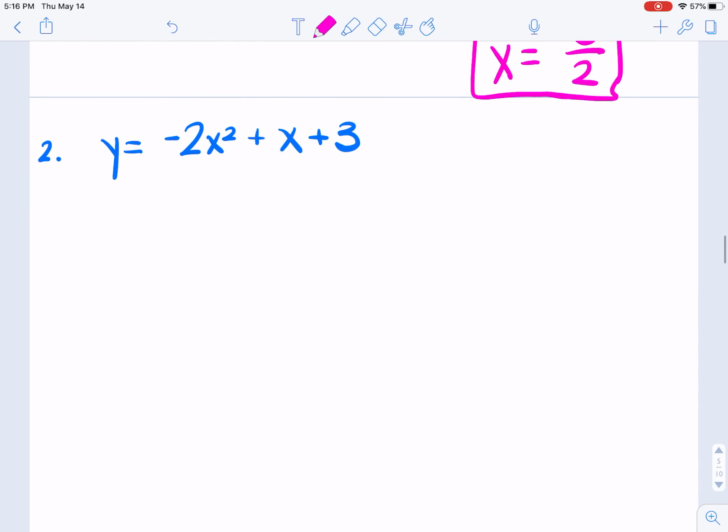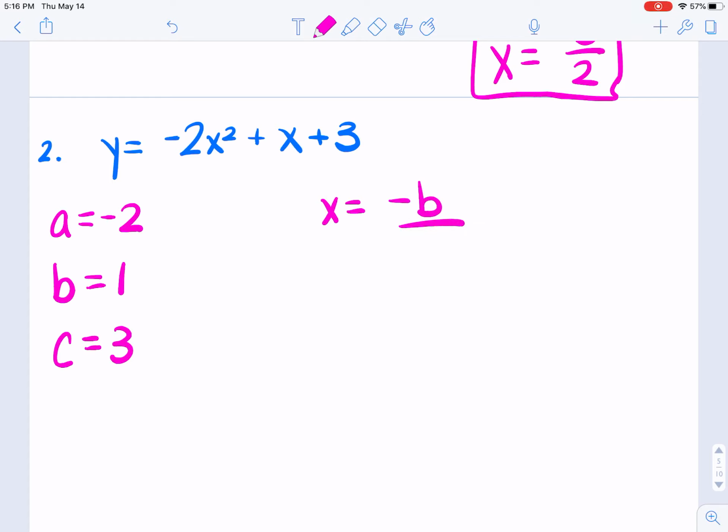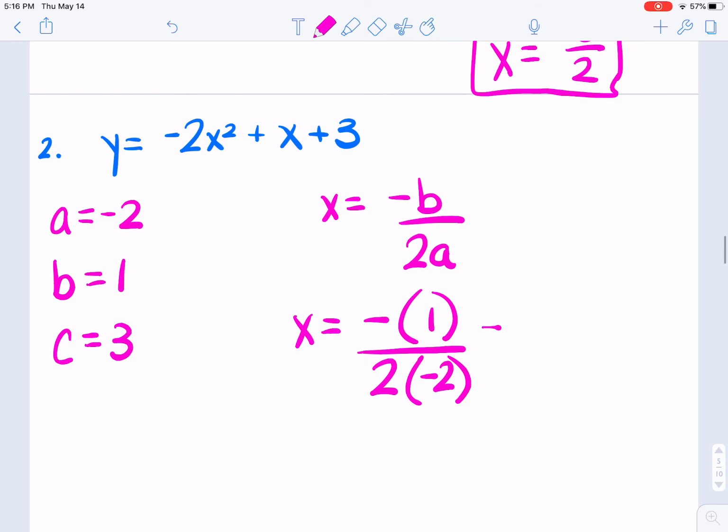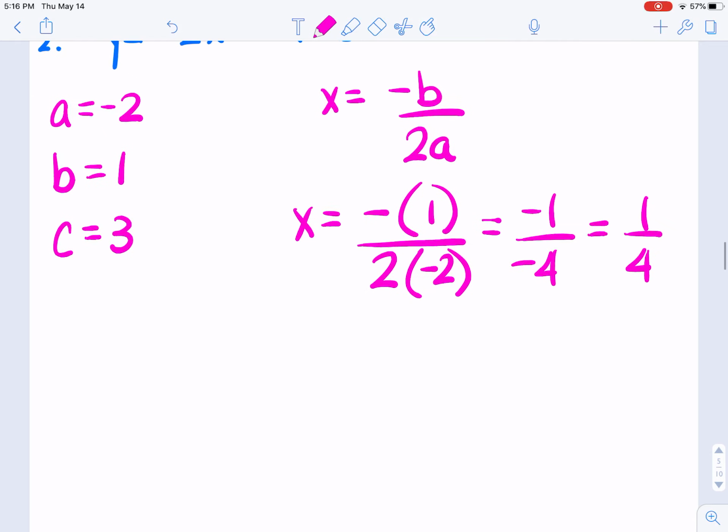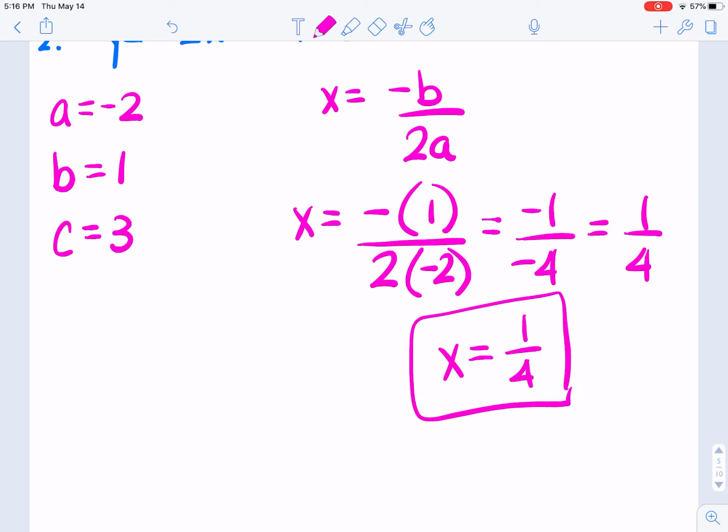All right, let's take a look at the second one. So my A value is negative 2. My B value is 1. My C value is 3. Again, your equation is negative B over 2A. So I have x equals negative 1 over 2 times negative 2. So I have negative 1 over negative 4, which gives me 1/4. X equals positive 1/4. Once again, you can make that a decimal, and it could be 0.25.